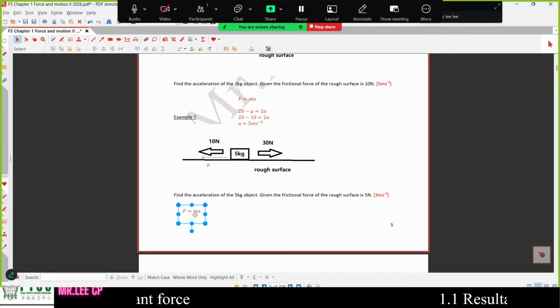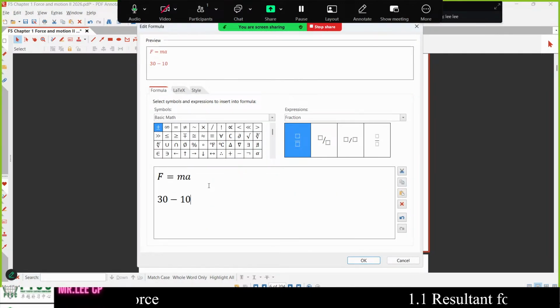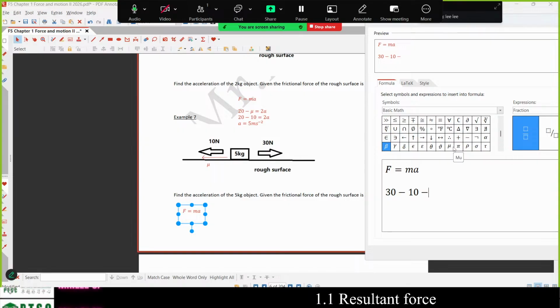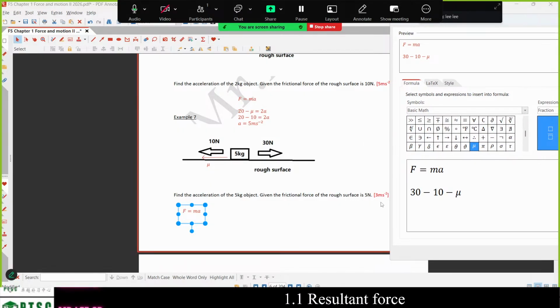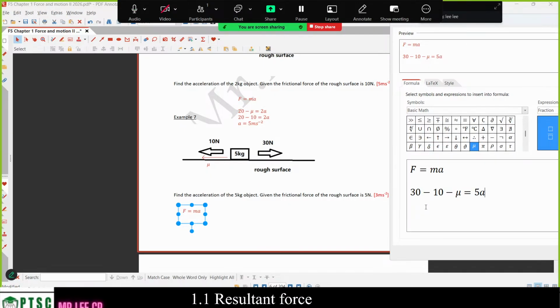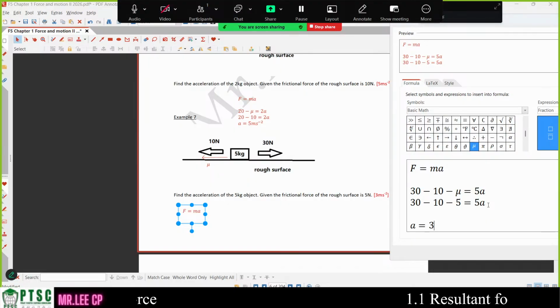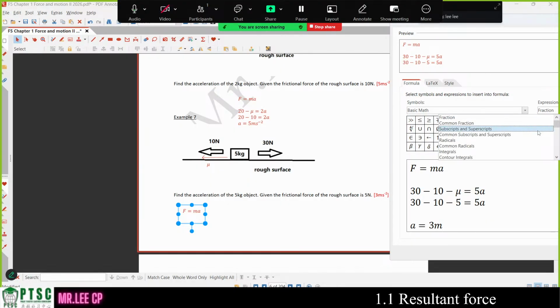F is equal to ma. So the F here is 30 minus 10, and then minus the frictional force. I put mu first, actually it is 5. Here, 5. Never mind. ma, m is 5, a I don't know. Find the acceleration. 30 minus 10 minus 5 is equal to 5a. 30 minus 10 left 20. 20 minus 5 left 15. 15 divided by 5 is 3. 3 ms negative 2.